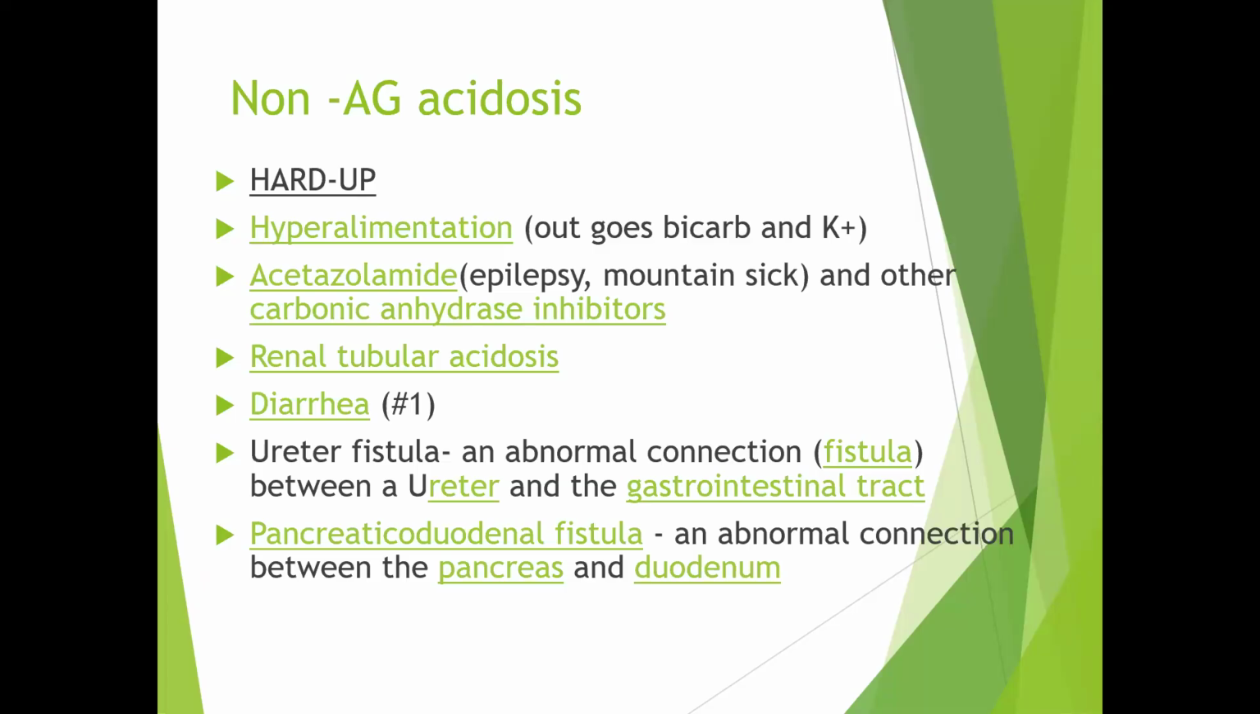One of those fistulas could happen at any time you have any kind of intra-abdominal surgery. One of them could be a ureteral fistula, you're bringing back all that acid, a non-anion gap metabolic acidosis. Same thing with the pancreas and duodenum, an unnatural channel, bringing back your poop. That can also cause a non-anion gap metabolic acidosis.